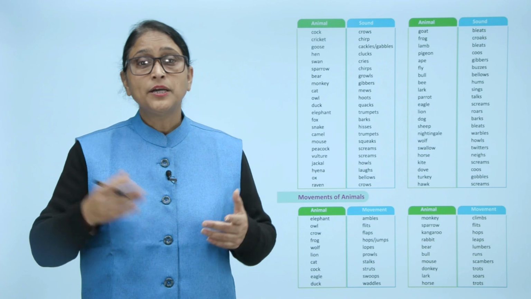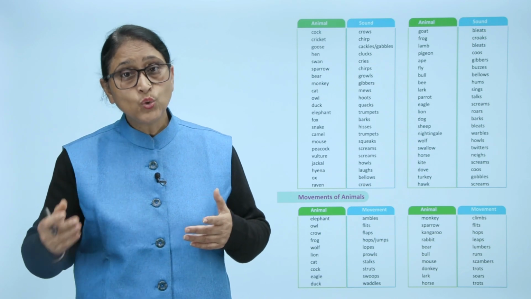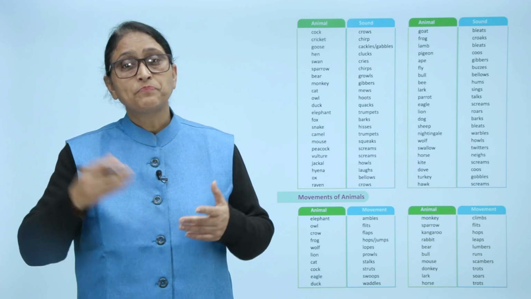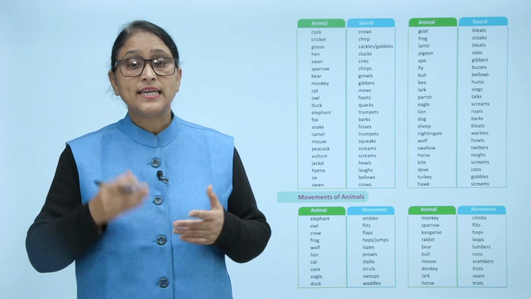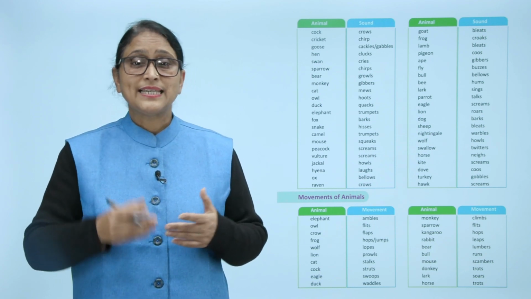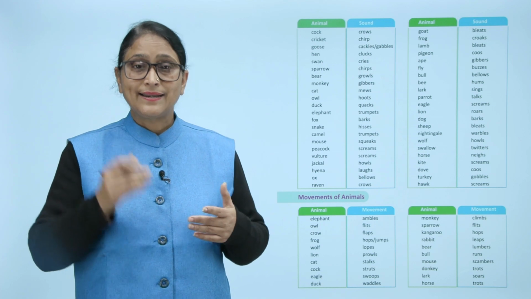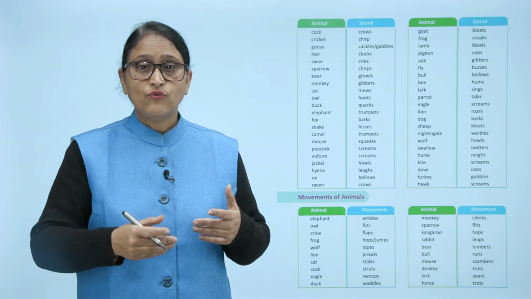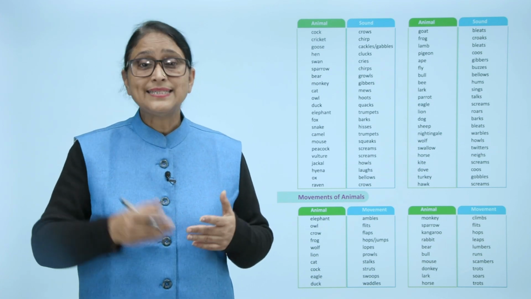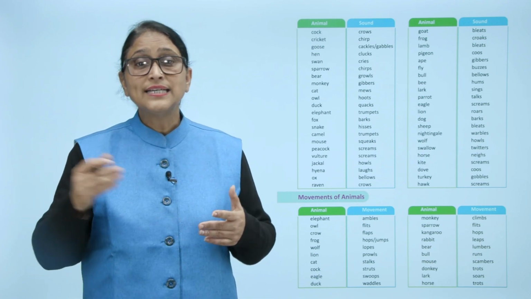And next, goat bleats, frog croaks, lamb bleats, pigeon coos, ape gibbers, fly buzzes, bull bellows, bee hums, lark sings, parrot talks, eagle screams, lion roars, dog barks, sheep bleats, nightingale warbles, wolf howls, swallow twitters, horse neighs, kite screams, dove coos, turkey gobbles, hawk screams.